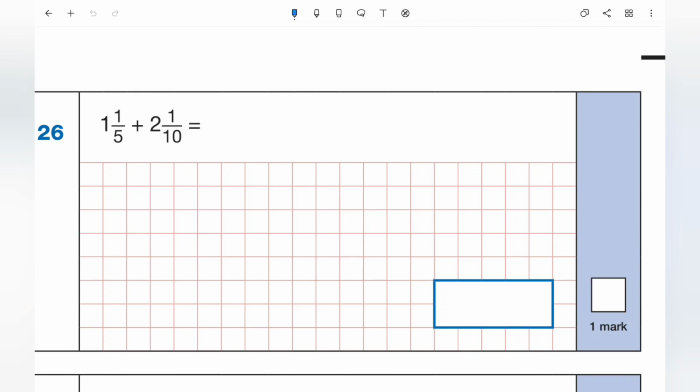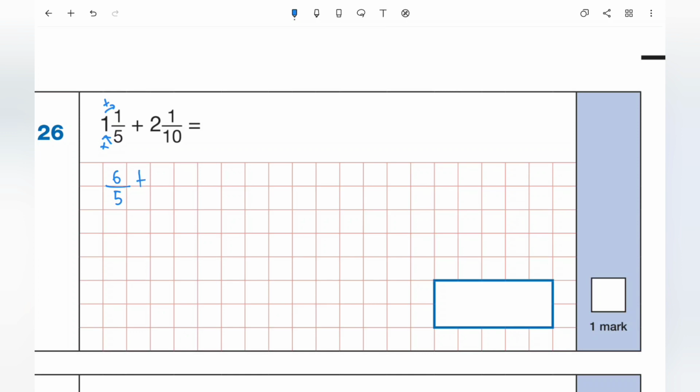So we've got 1 and 1/5 plus 2 and 1/10. First things first, we need to convert the mixed fractions. As mentioned previously, you do 5 times 1 plus the top over 5. So 5 times 1 is 5, plus 1 is 6, so 6 over the denominator, which is 5, so we write 6 over 5, plus.